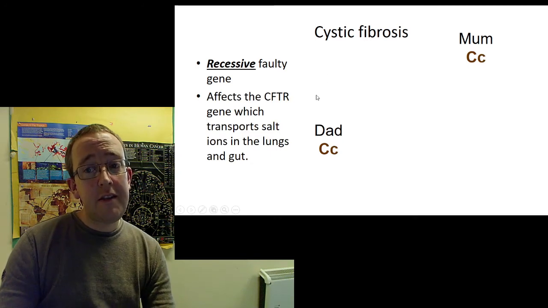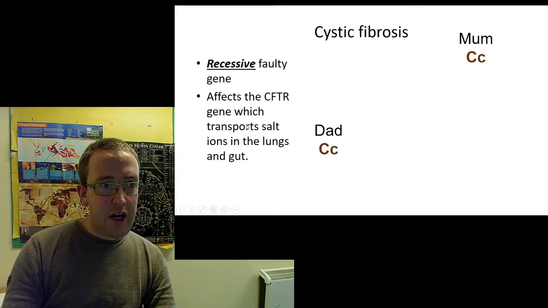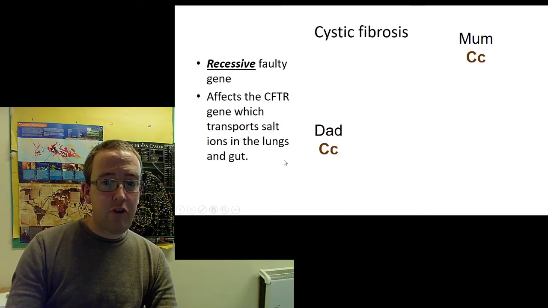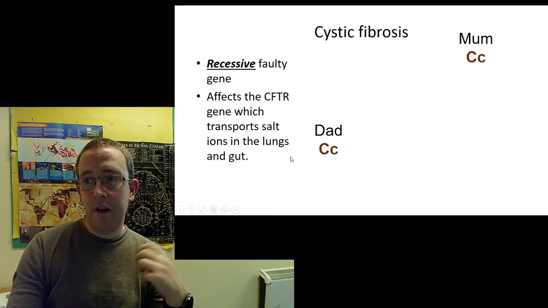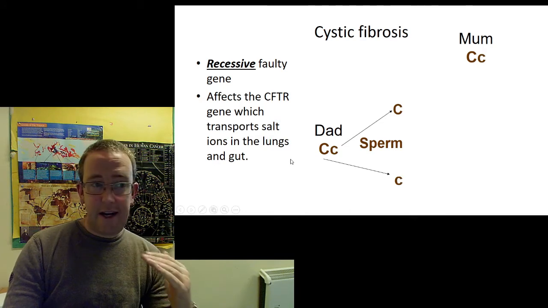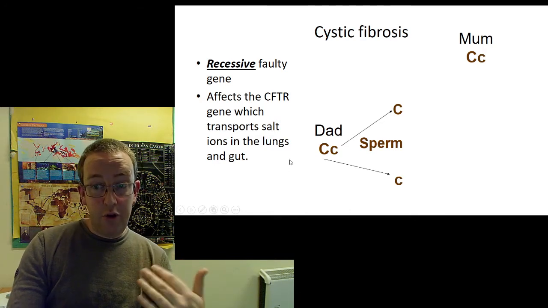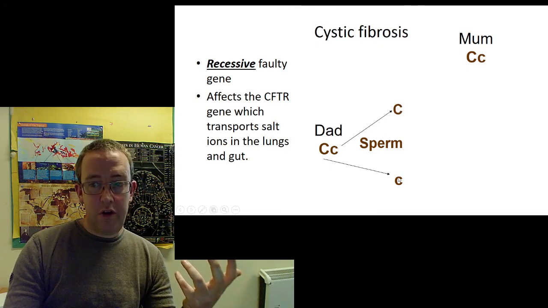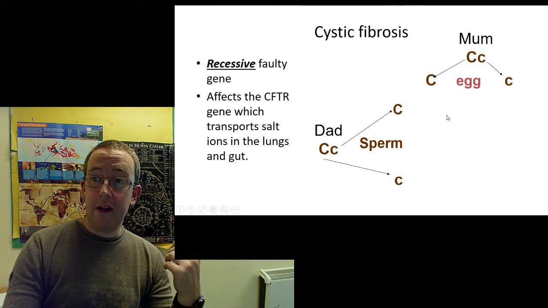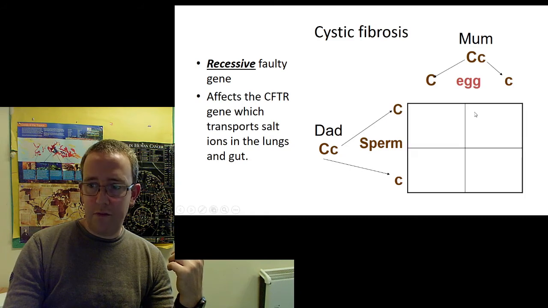It affects this gene called the CFTR gene and protein, and that's involved in transporting chlorine ions, specifically salt ions, in the lung and in the gut. So if we look at the inheritance, it's exactly the same as the inheritance of blue eye colour that we did last time. Dad makes his sperm, half of them are going to be dominant, half of them are going to be recessive. Mum makes her egg, half of them dominant, half of them recessive.